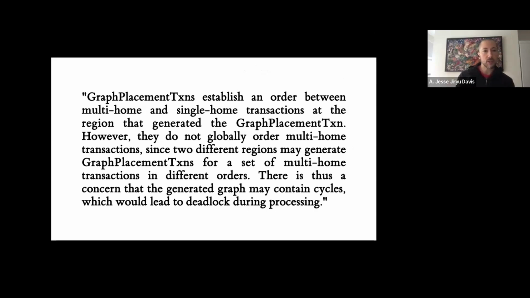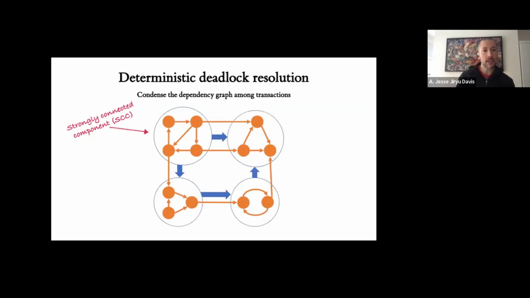Thus, there is a concern that the generated graph may contain cycles which would lead to deadlock during processing. So they start this off with a simplified example, and then they talk about the whole thing. The simplified example is, imagine that you know all the transactions that are ever going to occur, and you know the dependencies among them. You can condense the dependency graph into strongly connected components.